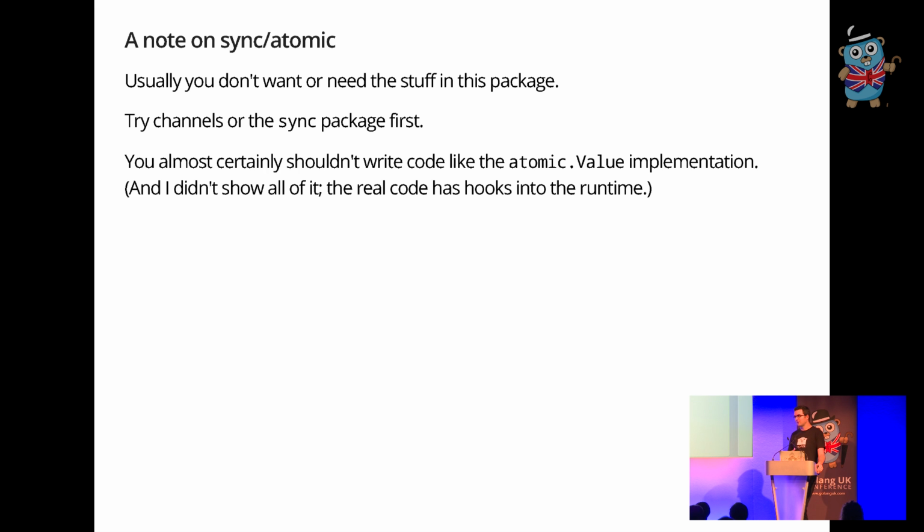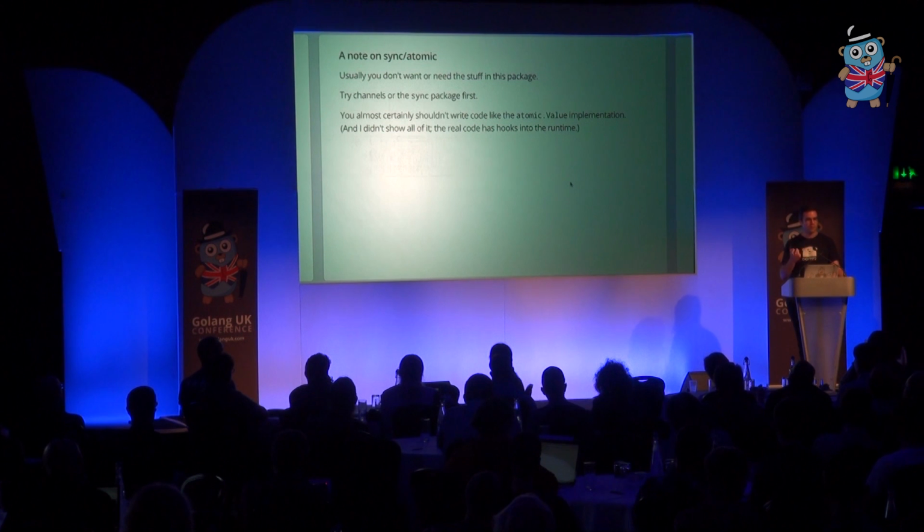Also, in showing that example, I didn't actually show the entirety of the implementation. While we were doing the spinning update, there were some calls to a function in the runtime itself, which would pin that particular Go routine to a particular processor, preventing it from being preempted by the scheduler, which is critical when you're doing these kinds of concurrent operations. You don't want another process to be scheduled in the middle of your concurrent update. And only packages in the standard library can actually hook into the runtime like that.